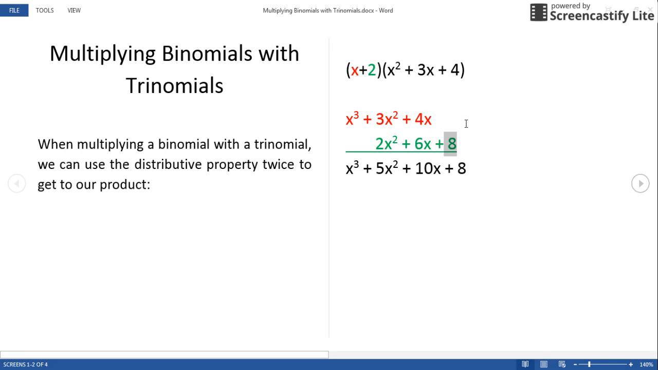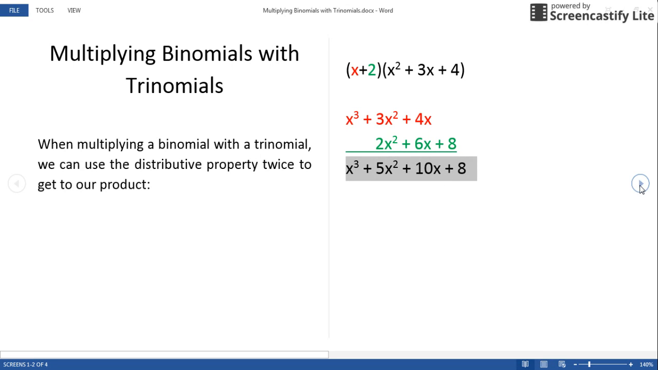Now let's vertically combine the things that match up with each other. There was nobody to add to the x cubed, so I'll bring it down. 3x squared and 2x squared add up to be 5x squared. 4x and 6x made 10x, and then 8 had nothing to add to it, so let's bring the 8 down, and here is our product.